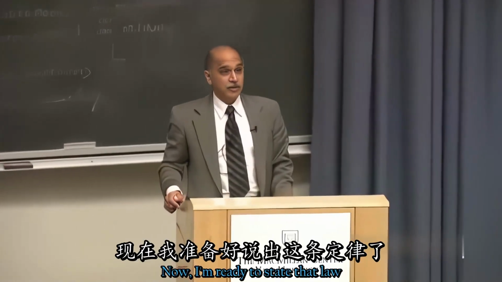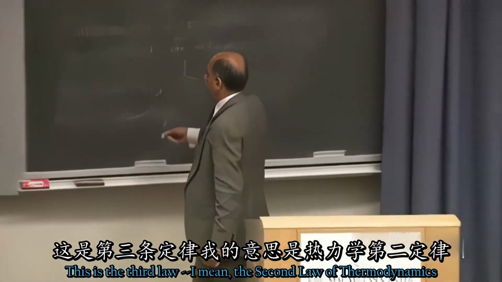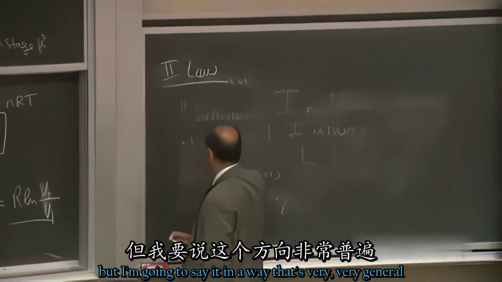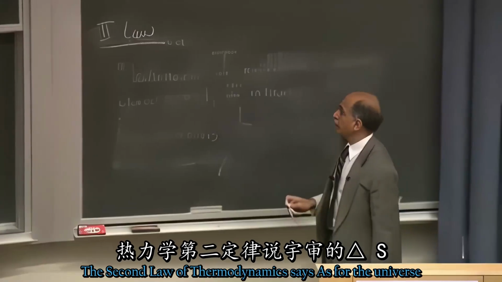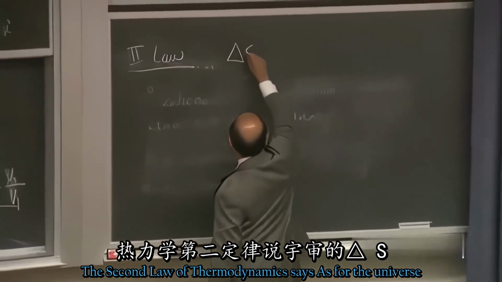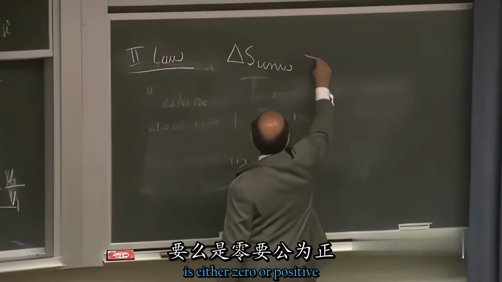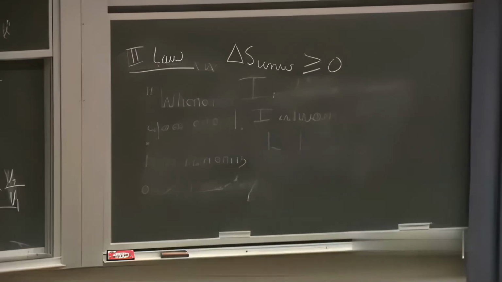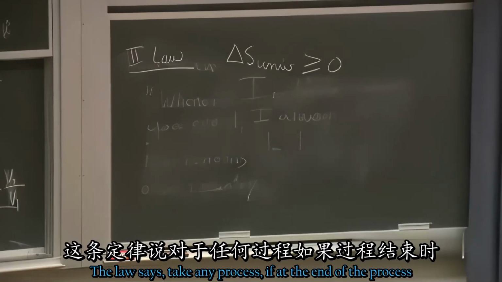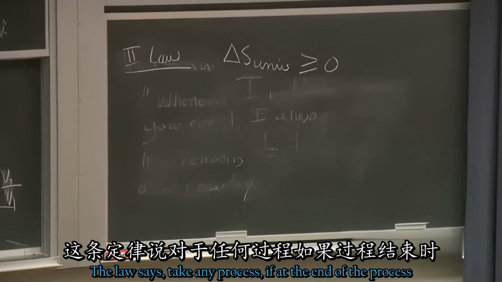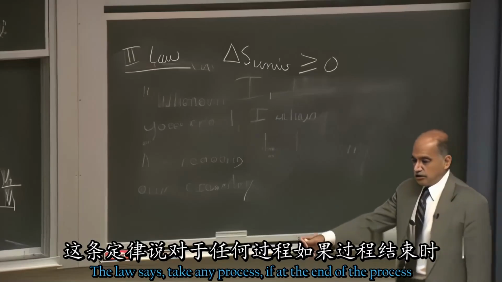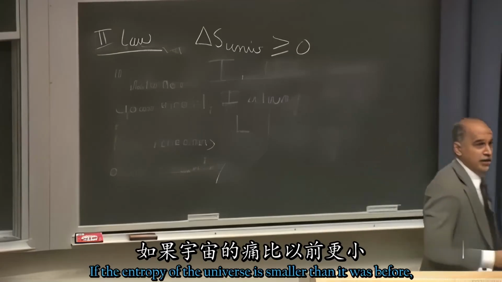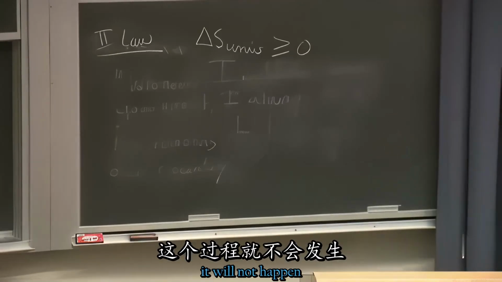So now I'm ready to state that law. So this is the third law. The second law of thermodynamics. Carnot said it one way, but I'm going to say it in a way that's very, very general. The second law of thermodynamics says delta S for the universe is either 0 or positive. There you have it. That's the great law. The law says, take any process. If at the end of the process, the entropy of the universe is bigger than it was before, that will happen. If the entropy of the universe is smaller than it was before, it will not happen.